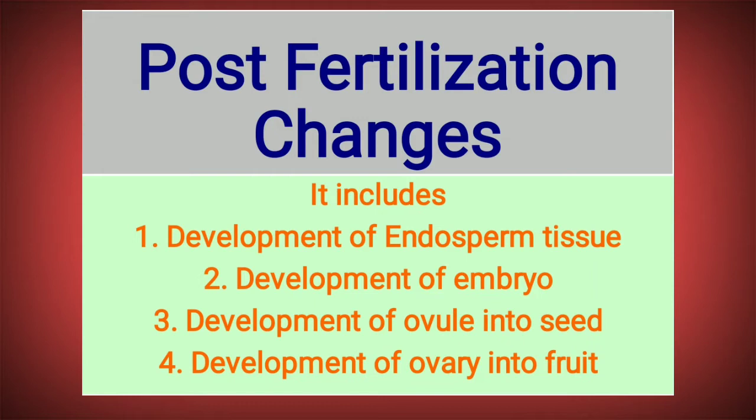So these post-fertilization changes are development of endosperm tissue, development of embryo, development of ovule into seed, and development of ovary into fruit. In today's class, we are going to discuss the first post-fertilization development, that is the development of endosperm tissue.